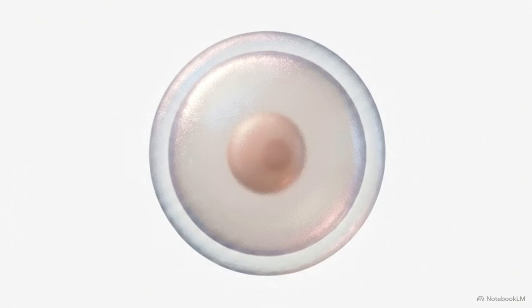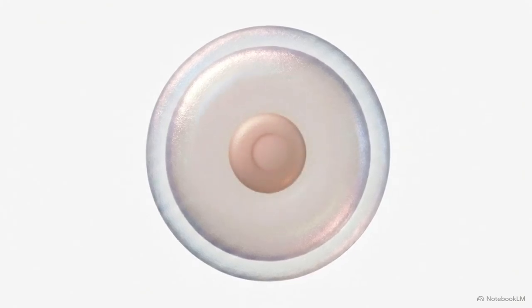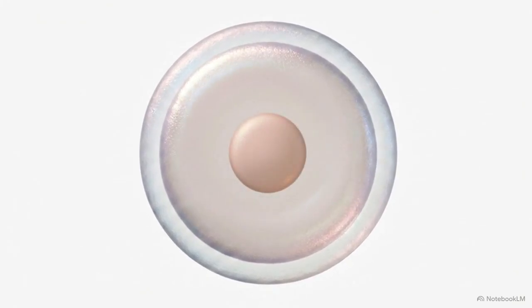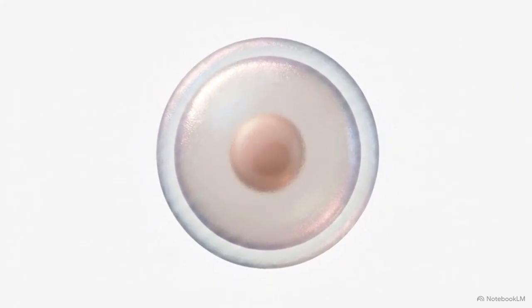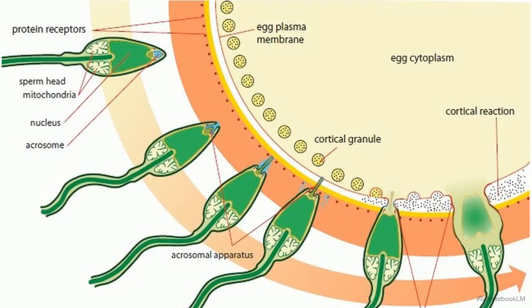On the MCAT, embryogenesis is tested as a strict chronological sequence. You have to track how a single cell systematically divides into a complex organism. This diagram shows fertilization. When a sperm meets the secondary oocyte, it releases acrosomal enzymes to penetrate the membrane.